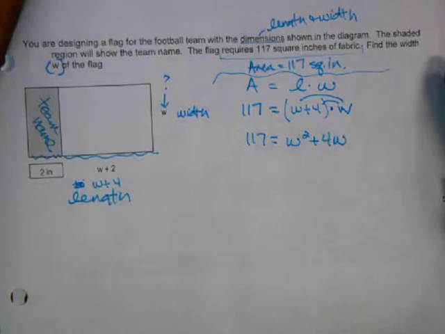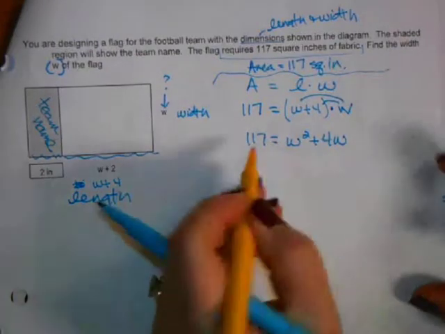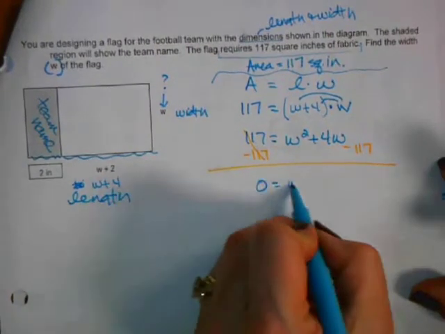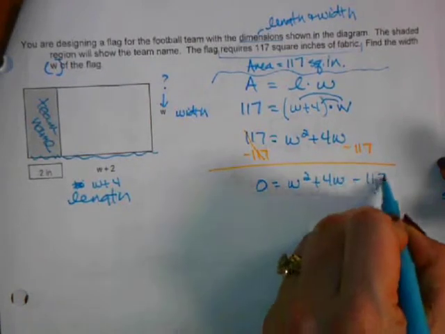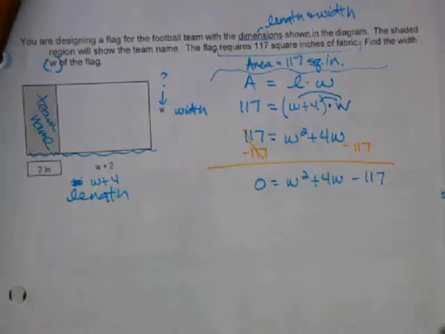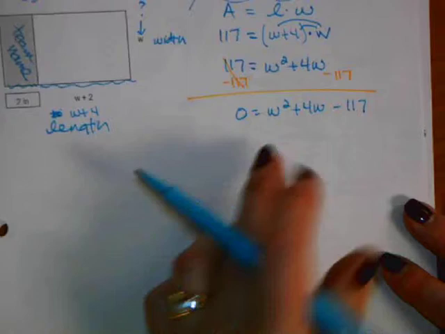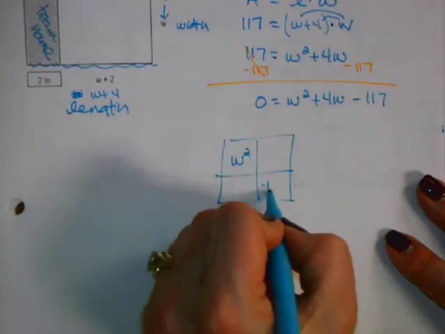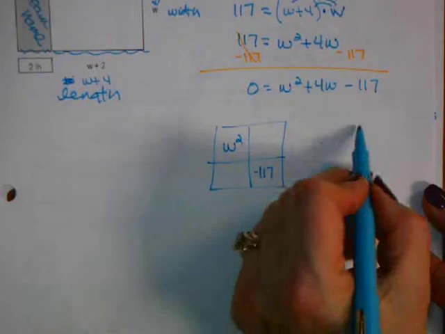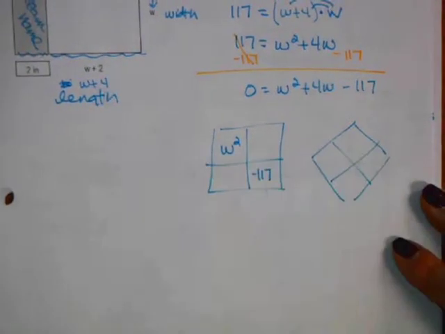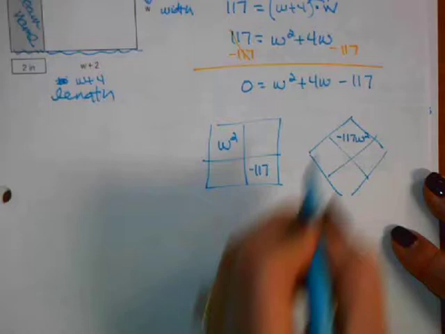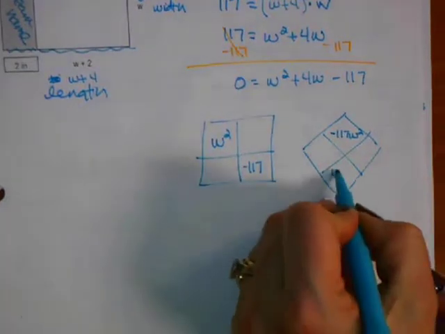And since this section is all about factoring, I'm probably going to have to factor this. I can't factor it unless it's set equal to 0. So I'm going to subtract 117 from both sides. This would be 0 equals W squared plus 4W minus 117. Now it looks like what I've been working with. So I'm going to set up my box. I'm going to set up my diamond. In the top box goes negative 117W squared. In the bottom box goes 4W.